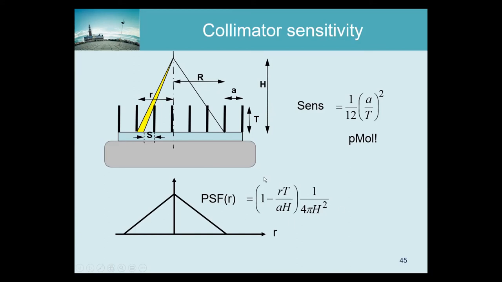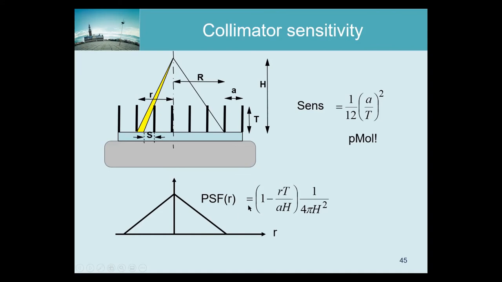So with a little bit of calculation, you will find that the PSF, the point spread function associated with this simplistic approximation, is just a triangle. So in the middle, the crystal is completely covered between the septa, so that is the maximum sensitivity, and then it linearly decreases because this shadow linearly increases with the distance until here. And this point R here is given by R divided by H times T.